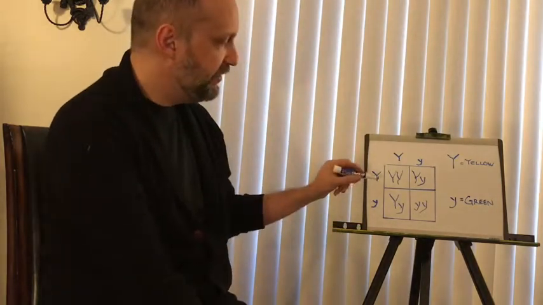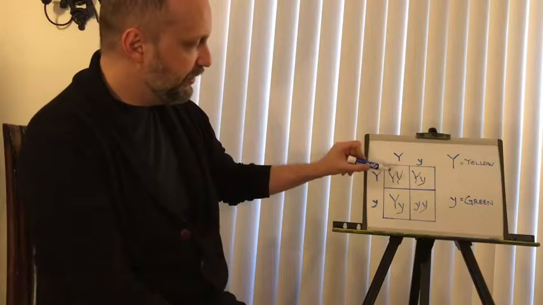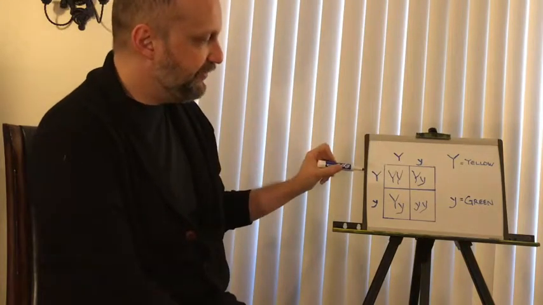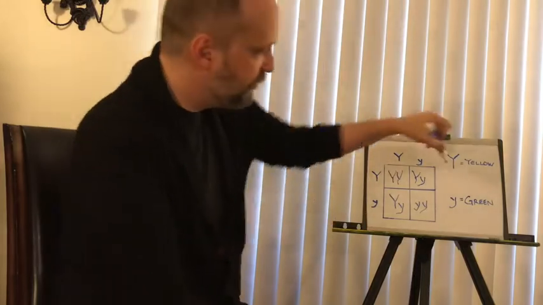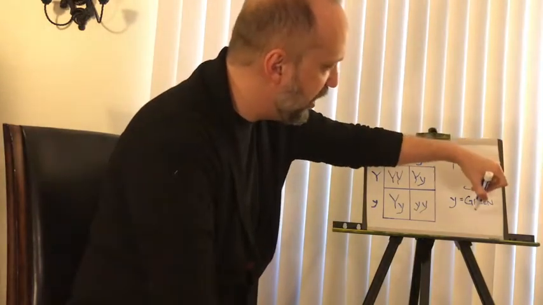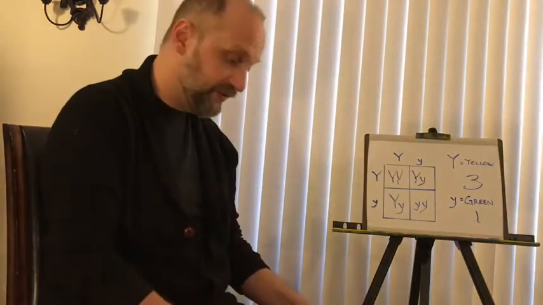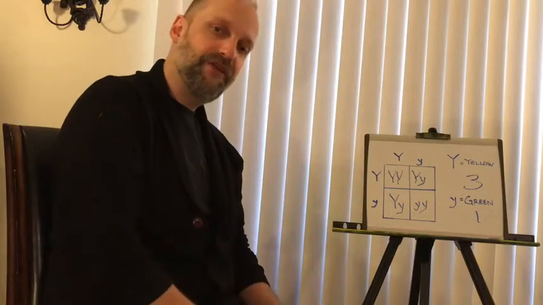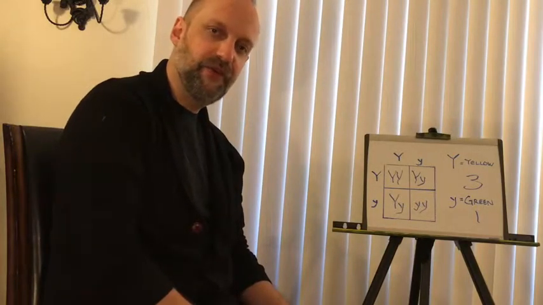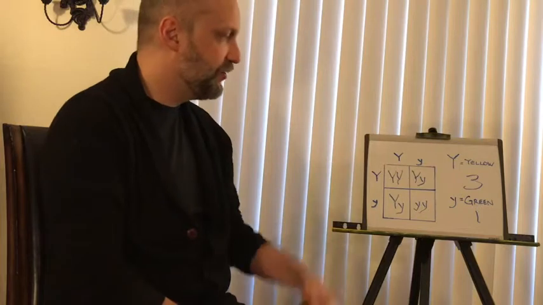Phenotypically, what does that mean? Well, we're going to see 3 yellow offspring and 1 green offspring for every 4 offspring these parents produce. That's a 3-to-1 phenotypic ratio, and that's typical of what we see in a monohybrid cross.